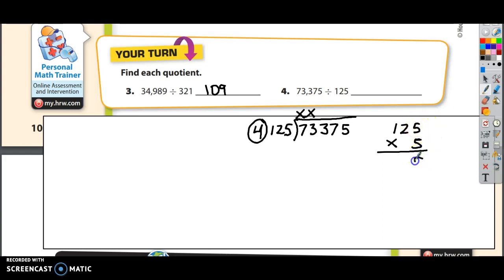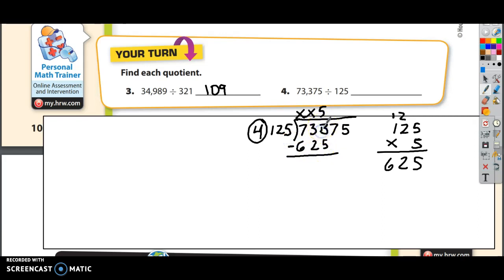5 times 5 is 25. 5 times 2 is 10, plus 2 is 12. 5 times 1 is 5, plus 1 is 6, 625. That might be close enough. I'll show you how to check in just a minute. What I'm going to do here is go with 5 as my answer for now. 5 times 125 is 625. I'm going to show you how to check to see if my answer got close enough.